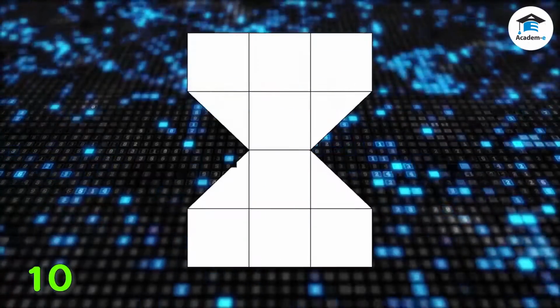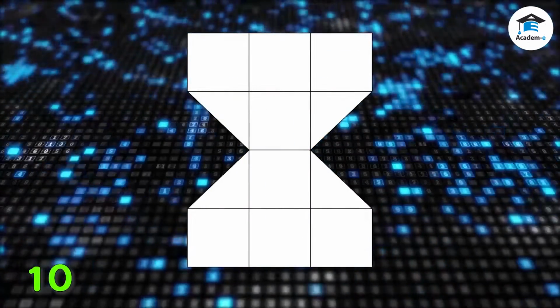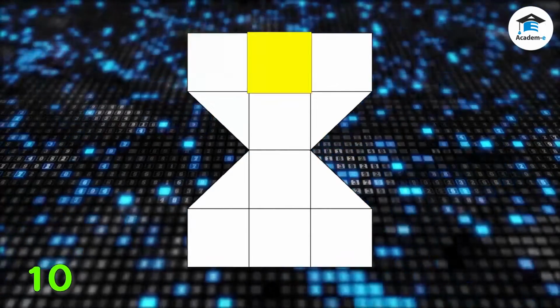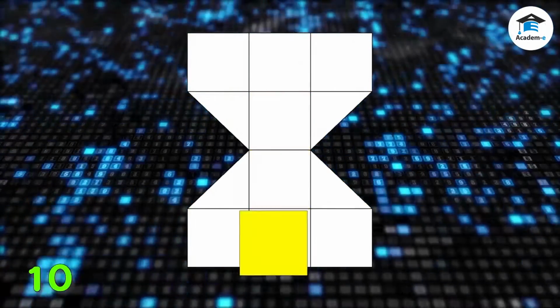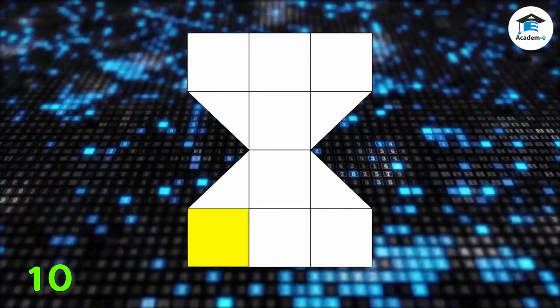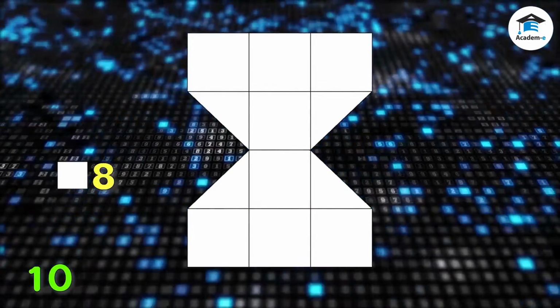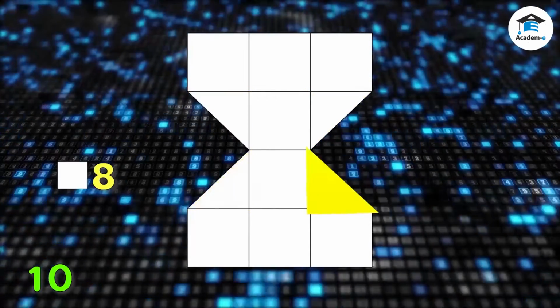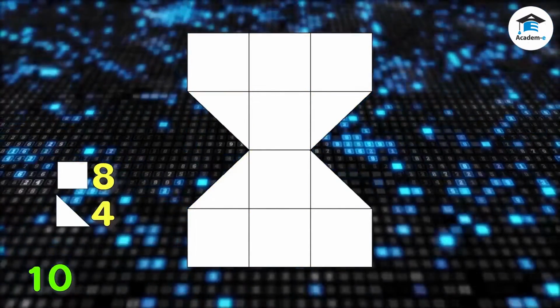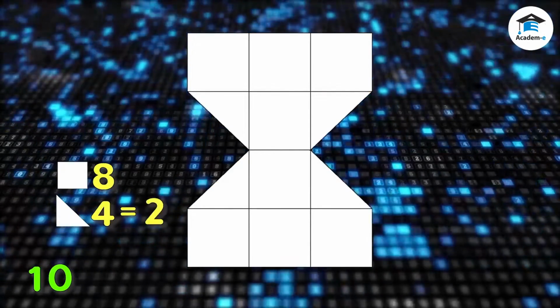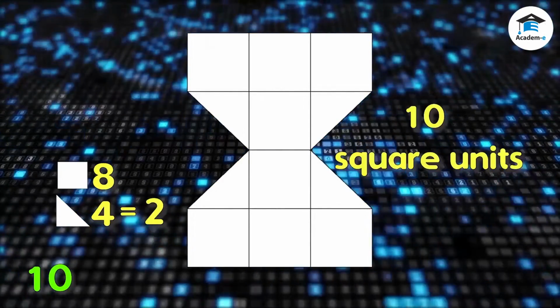Another example. Look at the figure. How many squares and triangles are there? Let's count the squares first. 1, 2, 3, 4, 5, 6, 7, 8. There are 8 complete squares. Next, let's count the triangles. 1, 2, 3, 4. There are 4 triangles. If we merge the 4 triangles, we have 2 squares. In total, the area of this figure is 10 square units.